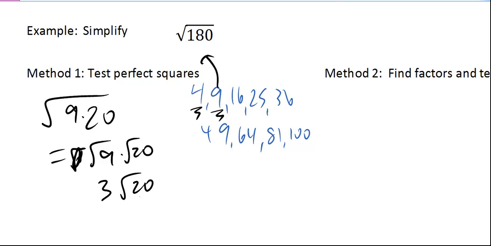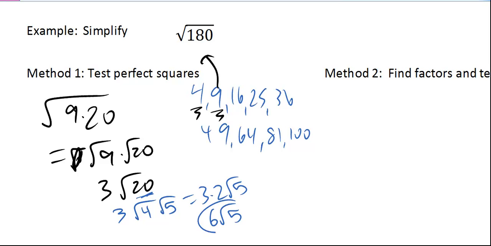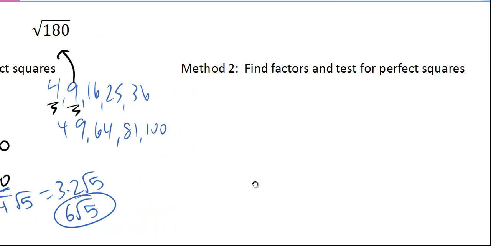Now I should always check, if the number in the radical is not prime, whether there are any more perfect squares. And 20 is indeed a product of two other factors, 4 and 5. And so the square root of 4 is 2, so we have 3 times 2 times the square root of 5, which is 6 square root of 5. And that works.